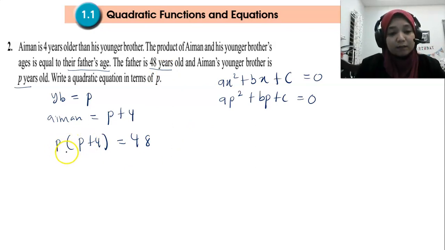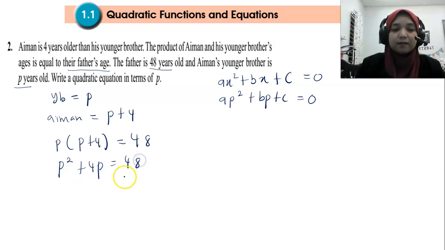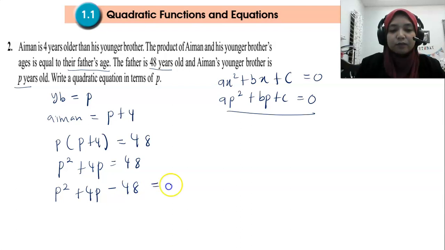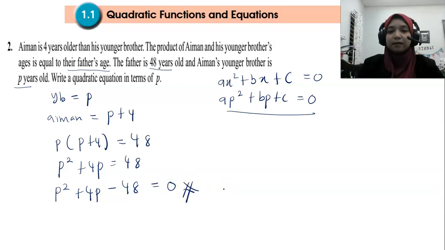So, macam mana nak buat? P times P square, P times 4 plus 4P equal to 48. So, kita nak dalam bentuk ni kan? 48 kita nak bagikan dia equal to 0. So, you akan dapat P square plus 4P minus 48 equal to 0. Yes. Selesai untuk second situation.